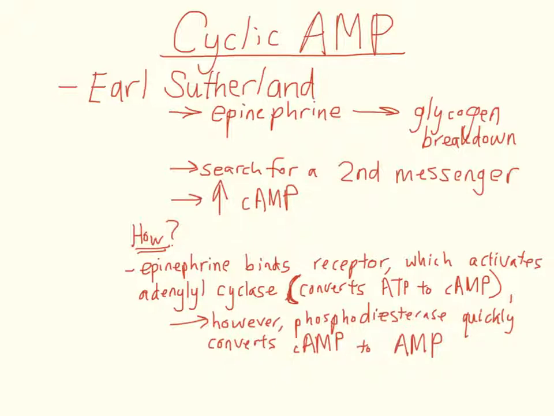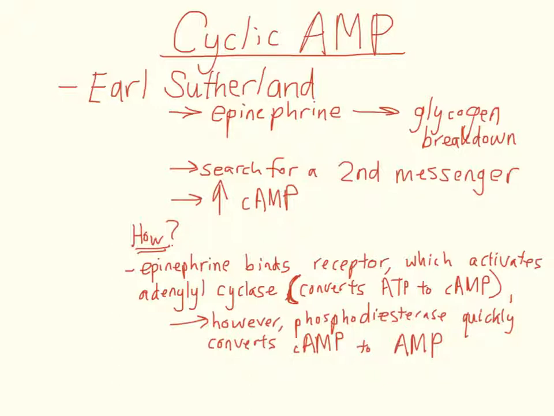It all started with Earl Sutherland when he found that epinephrine was able to cause glycogen breakdown inside the cell while epinephrine itself remained outside the cell. So then he began a search for a second messenger that was able to transfer this signal along from the plasma membrane. What he found was that levels of cyclic AMP, or cyclic adenosine monophosphate, would actually increase when epinephrine binds to the plasma membrane.